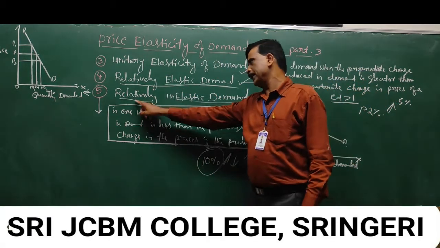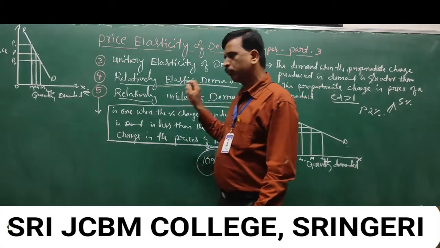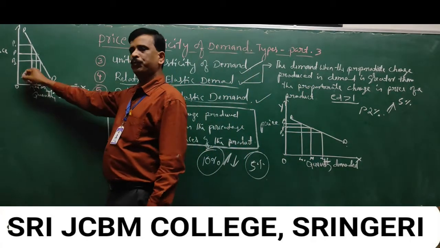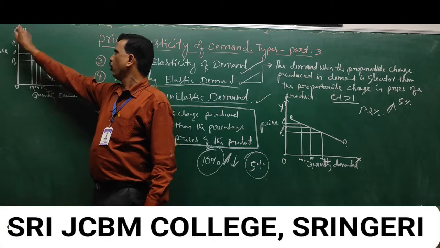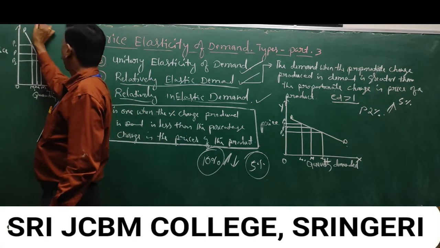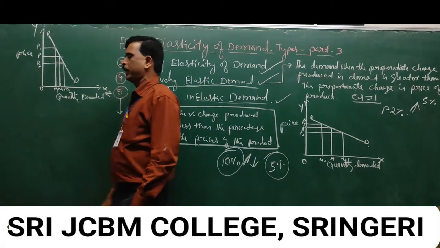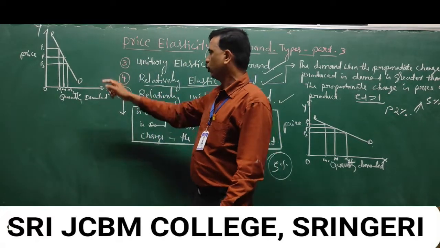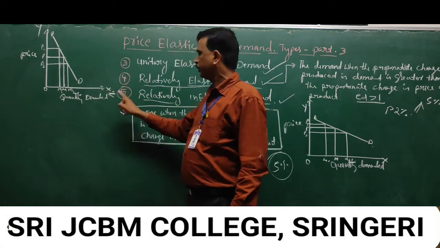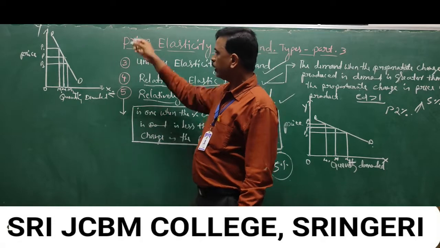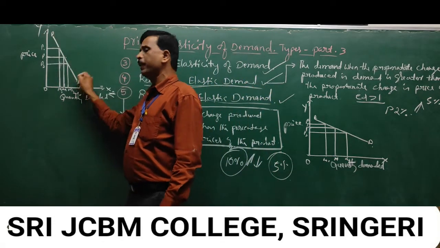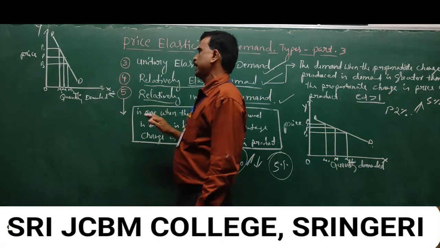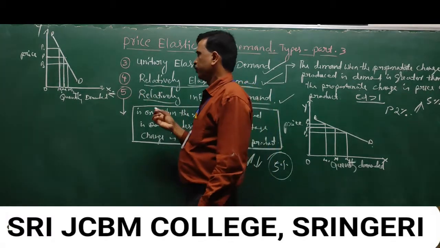The concept of relatively inelastic demand is also explained with the help of a diagram. In this particular diagram, on the OY axis we measure the price. On the OX axis we measure the quantity demanded. And DD is the demand curve.